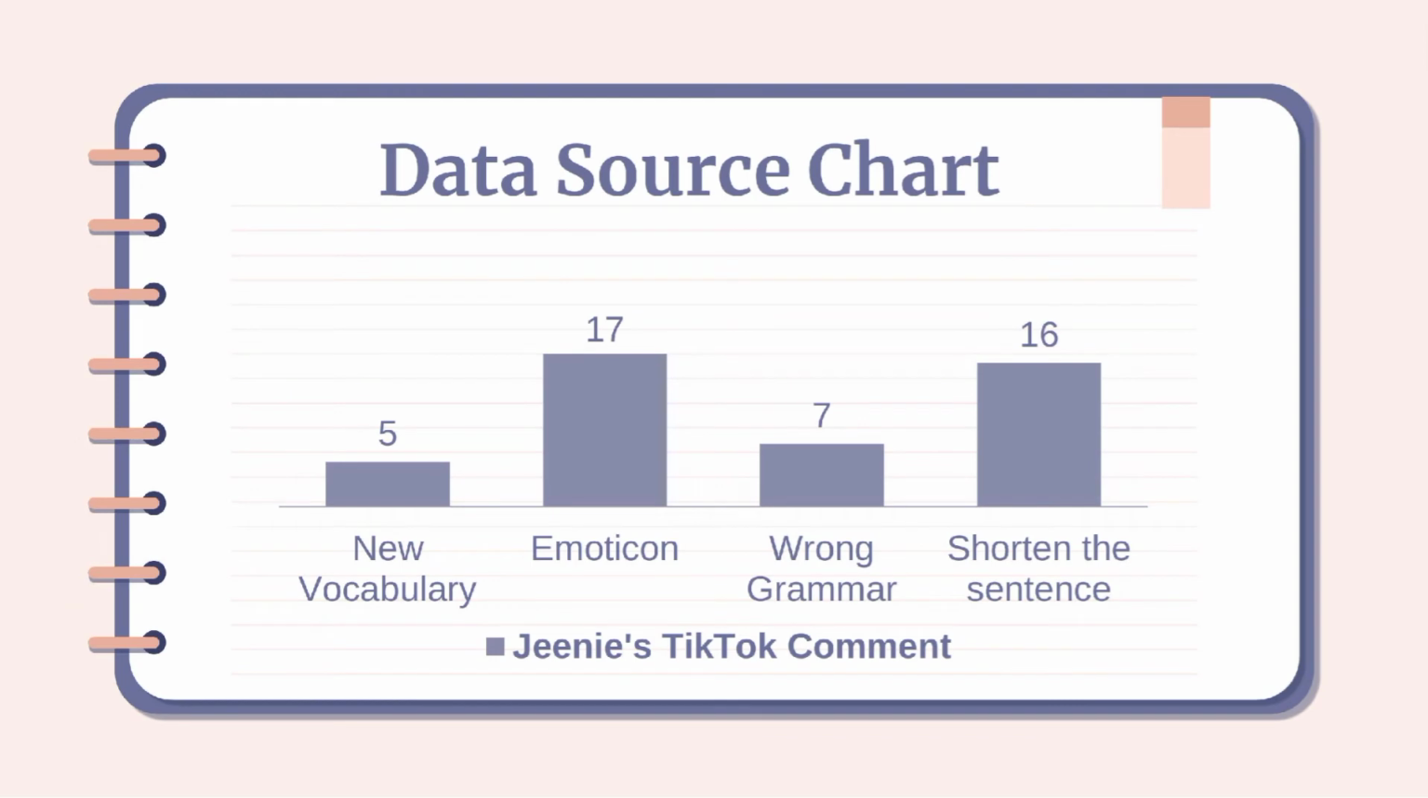Next, after analyzing Jenny's TikTok comments, I found 5 data about new vocabulary on the internet, 17 data of emoticon, 7 data in the use of wrong grammar, and 16 data with the shortened sentence. From those data, I will share examples of English language new vocabulary on the internet, emoticon, wrong grammar, and the shortened sentence to give you more understanding about those settings.